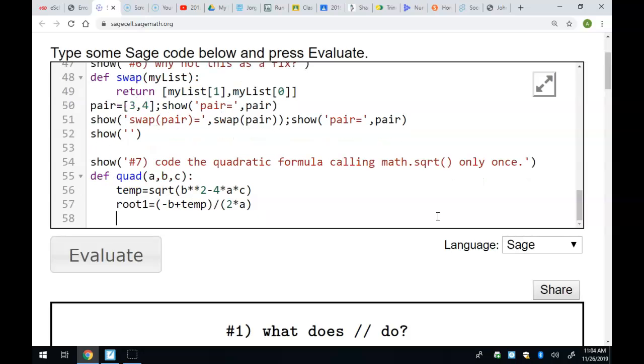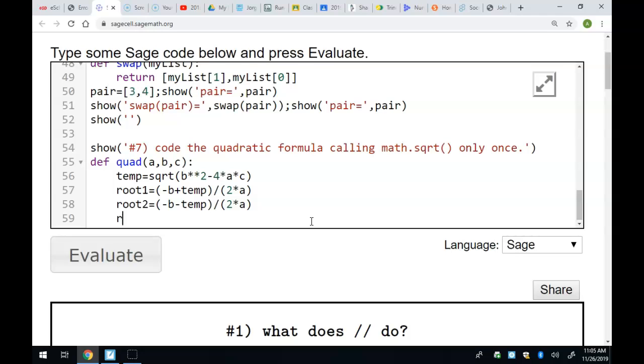That's a problem. And then root 2 would be the same thing, negative b, but minus that temp value with the square root of the discriminant. The discriminant is b squared minus 4ac. Remember, we had 4 cases of discriminant. What if the discriminant is negative? We get complex roots. What if the discriminant is 0? We get real rational equal. What if the discriminant is a positive perfect square? We get real rational unequal. What if the discriminant is a positive non-perfect square? We get real irrational unequal. And we tested all 4 cases. We're going to return a list of answers comprised of root 1 and root 2.